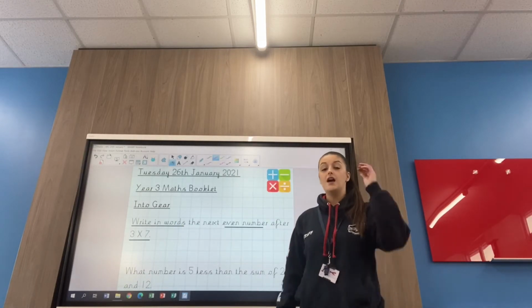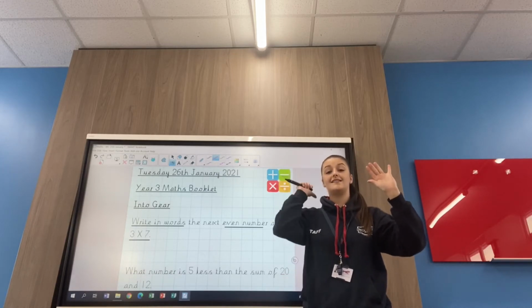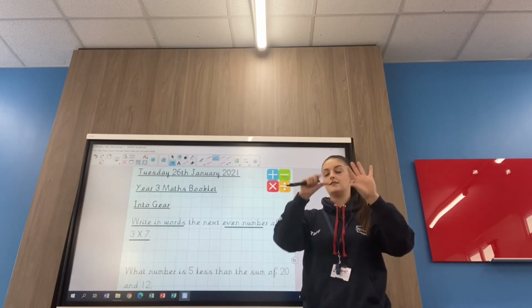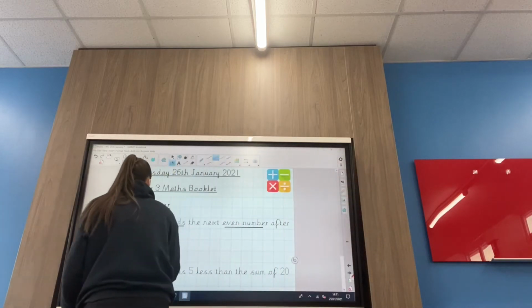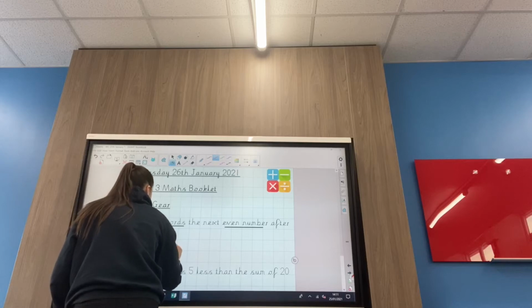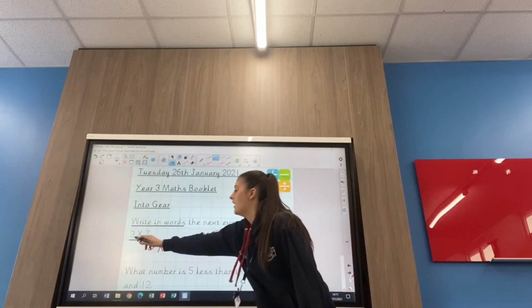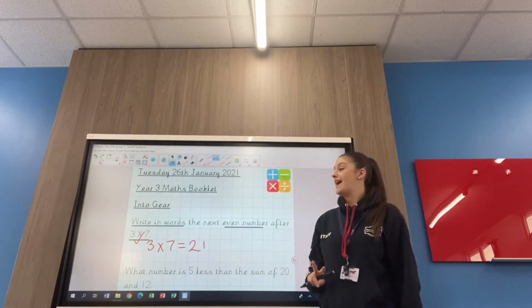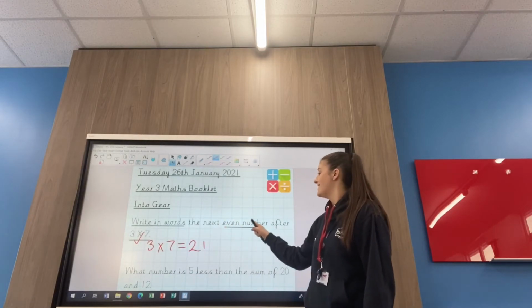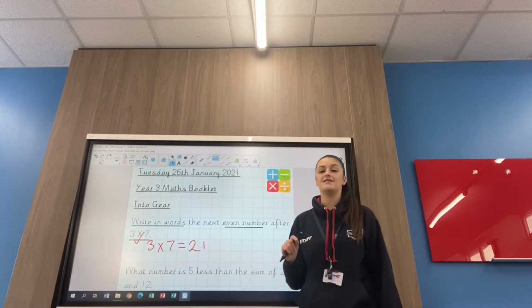Are you ready? 3, 6, 9, 12, 15, 18, 21. That's 3 times 7, 3 lots of 7, or 7 lots of 3. So 3 times 7 is 21. Okay, so I've done that part, but remember it's a 2-step. I need to write in words the next even number after the answer to 3 times 7.